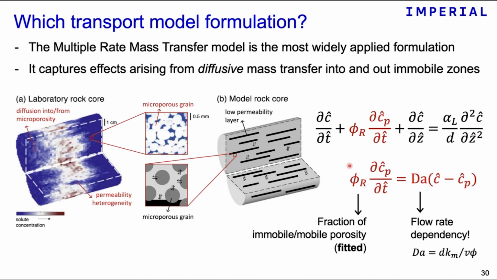And typically, the model that is used is a so-called multiple-rate mass transfer model. This is a model that is mathematically an extension of the model I showed you before, by adding one term that includes this flow rate dependency and describes the interactions between regions that are fast flowing, let's say, in your system, with regions that are less flowing, right? This can be, for instance, due to heterogeneities, right? And typically the volume fraction of these regions is a parameter that is fitted from the breakthrough curves.